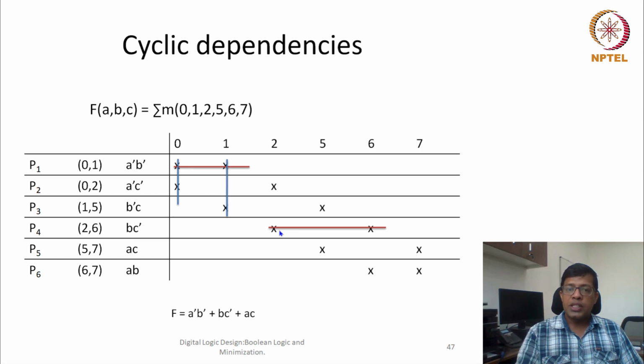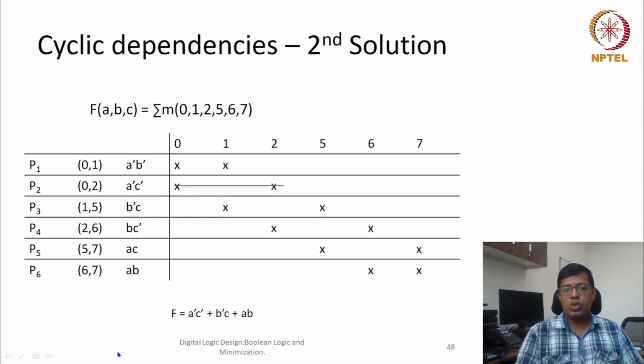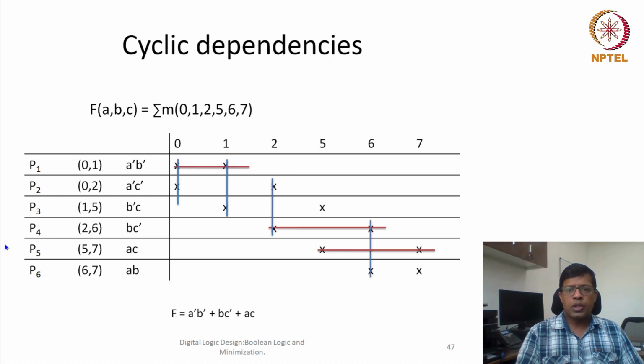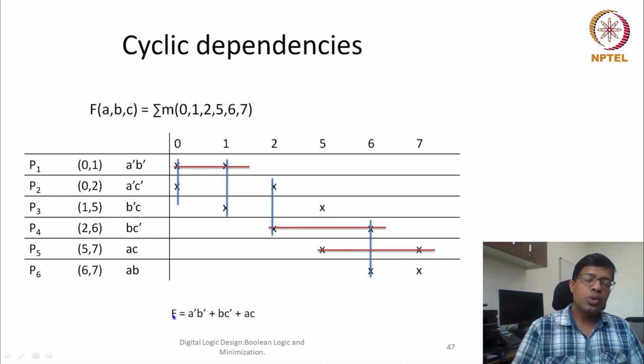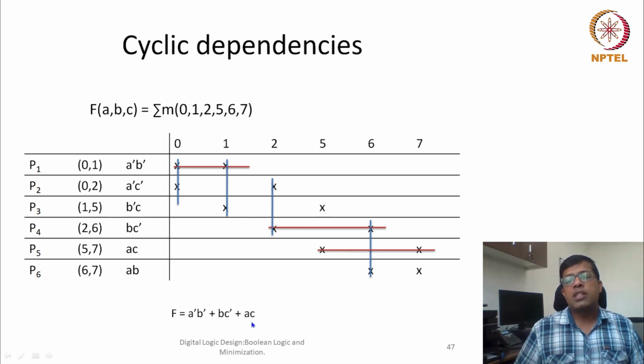Now correspondingly min term 2 and min term 6 can also be removed, and after removing them we are left with min terms 5 and 7, and we see that they can be covered by prime implicant 5, 7 or AC. So the total solution would be A dash B dash, B C dash and AC. So this is the way we can solve.